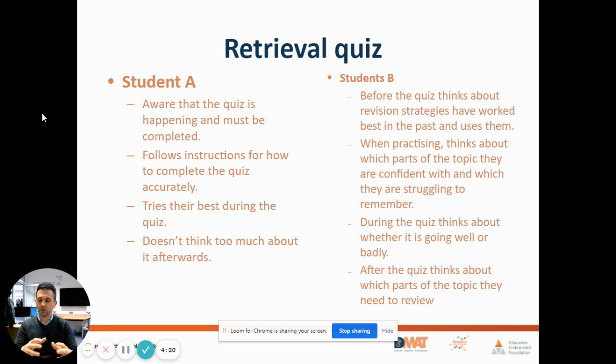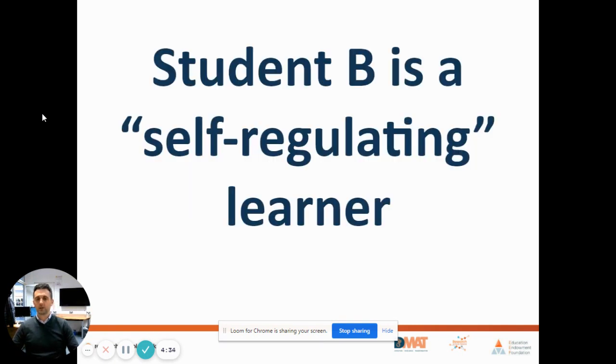Okay, so when you look at the profile of that student, they're thinking deeply about every aspect of the task. What happens before, what happens during, what happens after. And that's what we want our students to be able to do. That's what's going to make them self-regulating learners. So we want more of our students to be student B, essentially. That's the journey we're on in general. And that's what we want particularly to be helping our students with during this lockdown period.